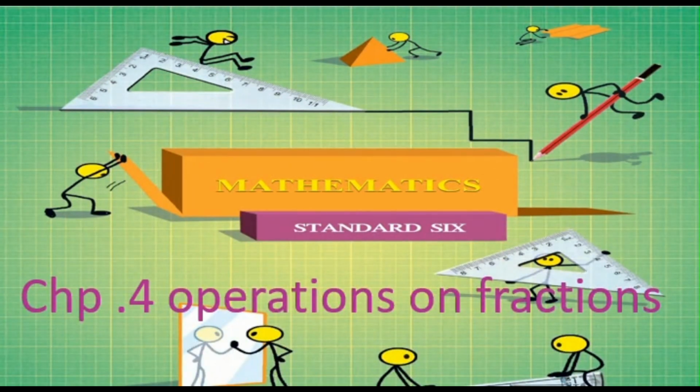We are going to study Chapter 4, Operation and Fraction, Standard 6, Mathematics. So in the previous video, I explained what is a fraction, what is a numerator, what is a denominator, what is an improper fraction, what is a mixed number, how to convert an improper fraction into a mixed number, and how to convert a mixed number into an improper fraction. And how we are going to write the examples of it.